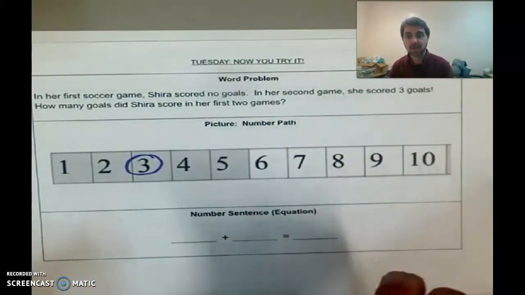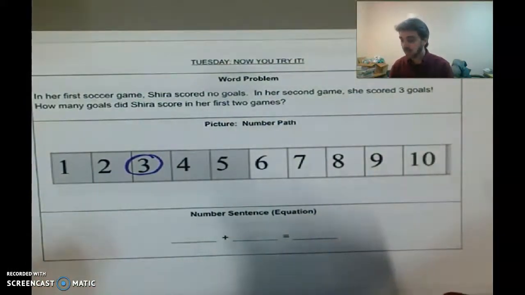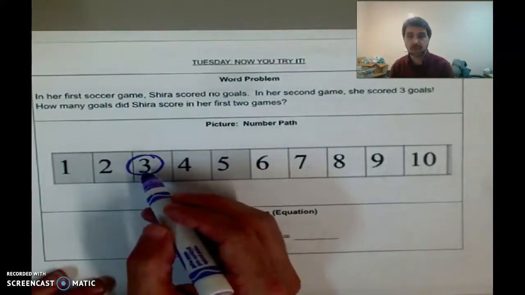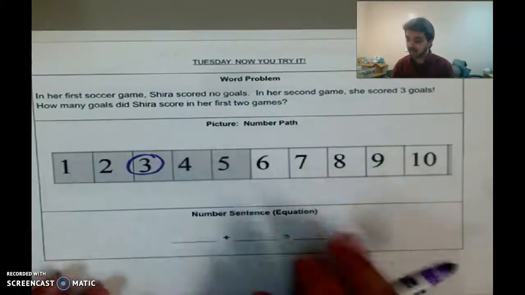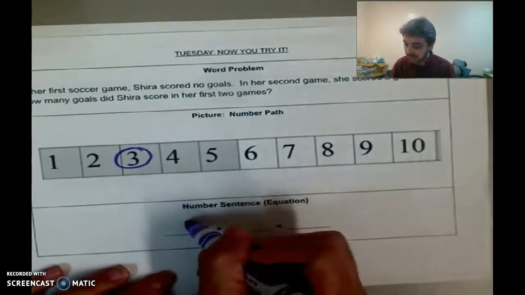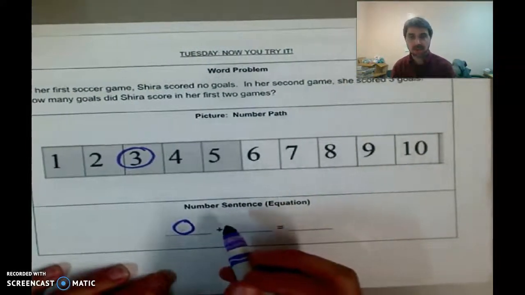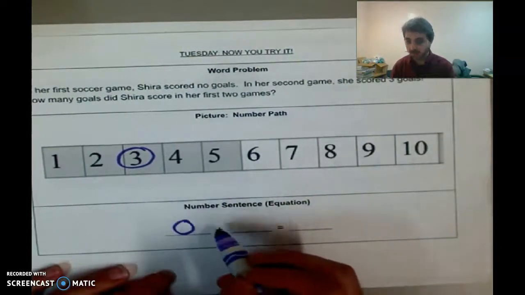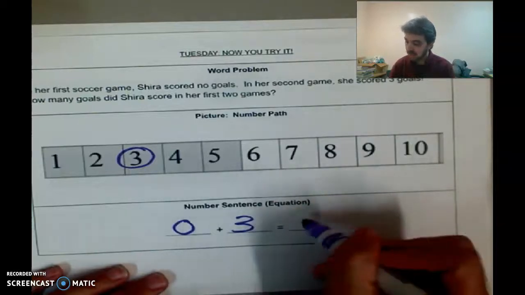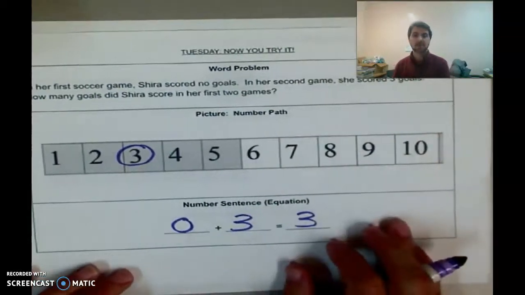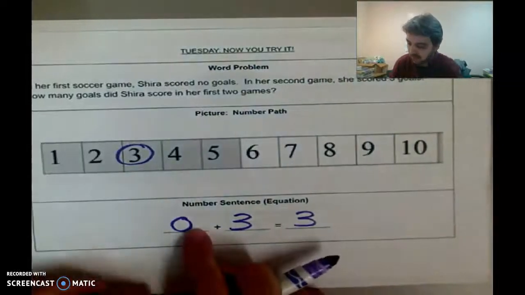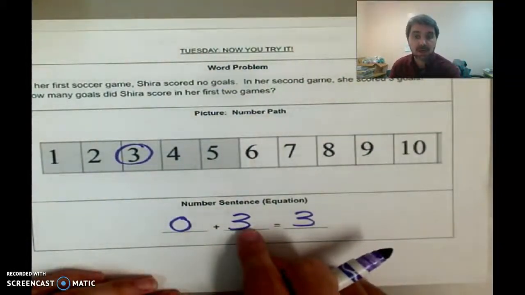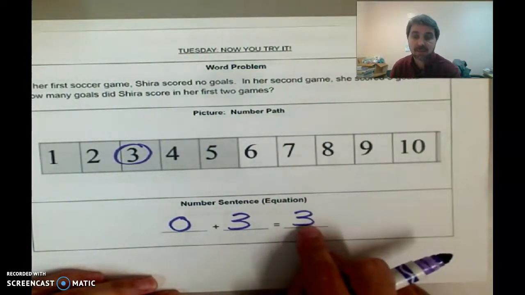So how many goals did she score on the first 2 games? Well, just 3 goals, right? Because she didn't score any in the first game. So my equation would be 0, right? First game was 0 plus 3 goals gives us 3 goals. So once again, when I add 0 to a number, I just get the number again, right? Nothing happens to it. It stays the same.